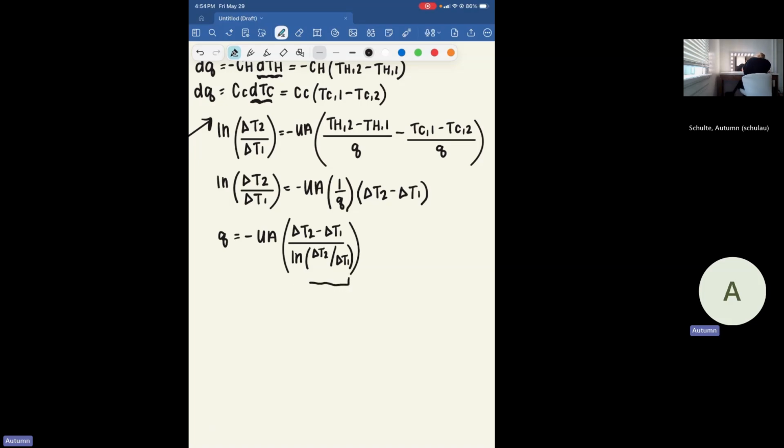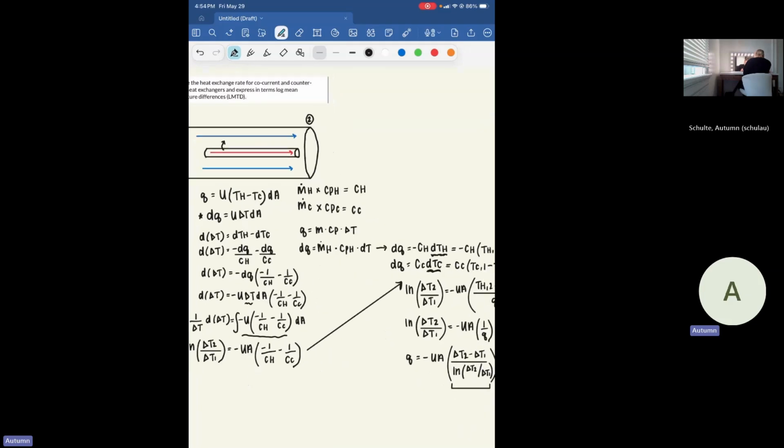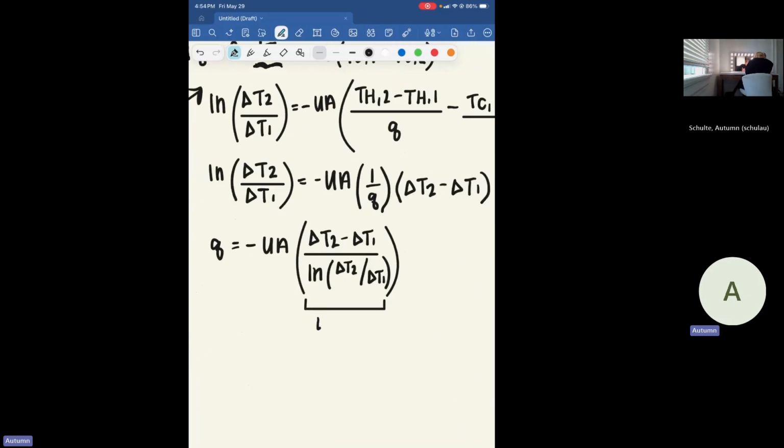And this term right here is our log mean temperature difference. So that log mean temperature difference is that term right there.